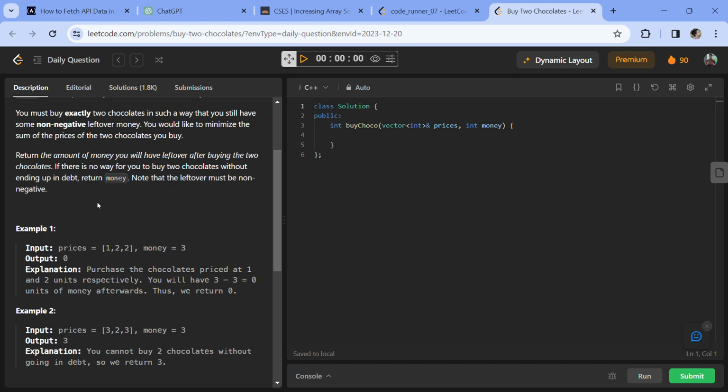If there is no way to buy the chocolates without ending up with a negative amount, we have to simply return that money. So let us discuss this test case.